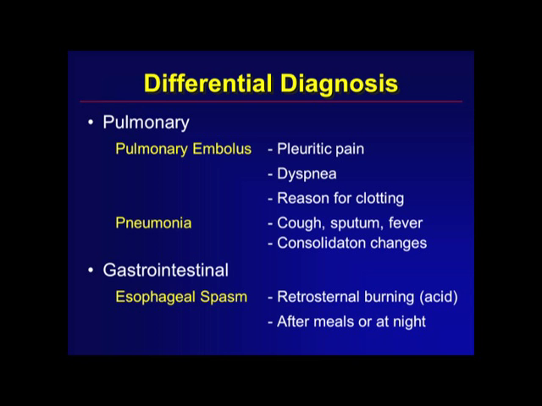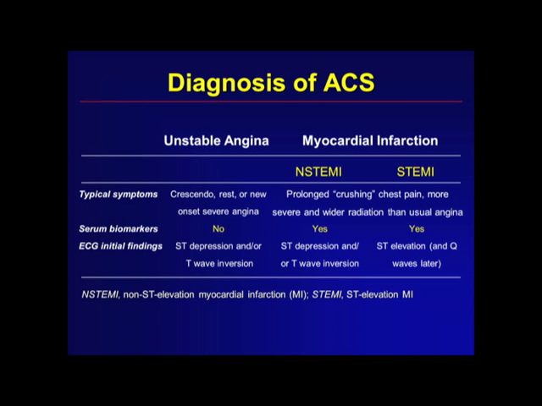Gastrointestinal, esophageal spasm is retrosternal burning pain, acid, after meals or at night, typically. So the diagnosis. How do we diagnose it? Unstable angina. Symptoms: crescendo, rest, or new onset angina. No biomarkers, right? The biomarkers are normal. Often the EKG shows ST depression or T-wave inversion.